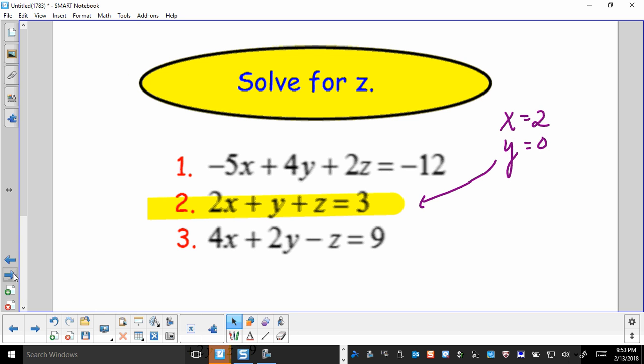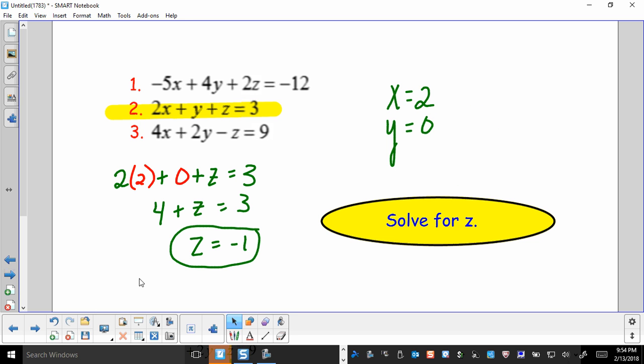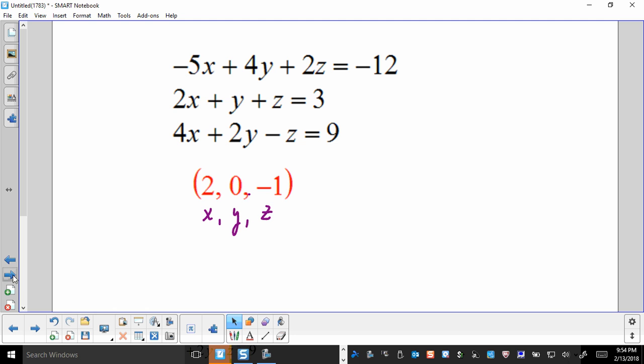So now we're going to solve for z. We have our x and y, so we're going to substitute that back in one of the original equations. I'm choosing number 2 because it's the easiest to do. And we determine that z is negative 1. So our solution is 2, 0, negative 1, x, y, and z.